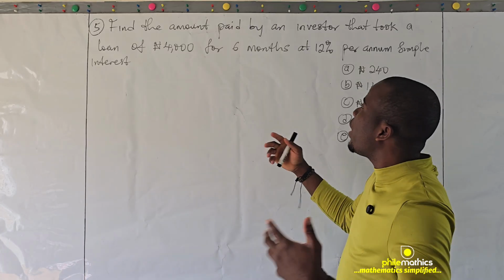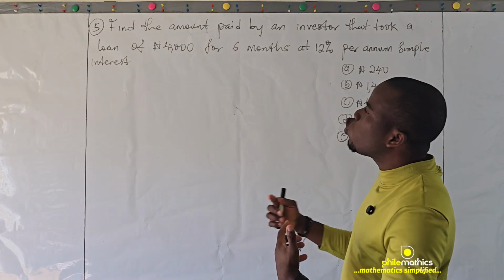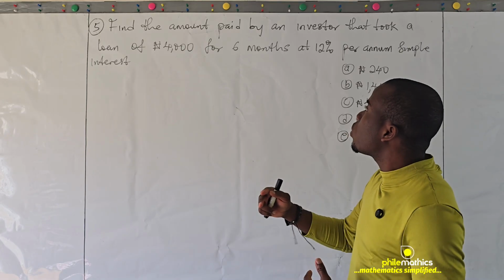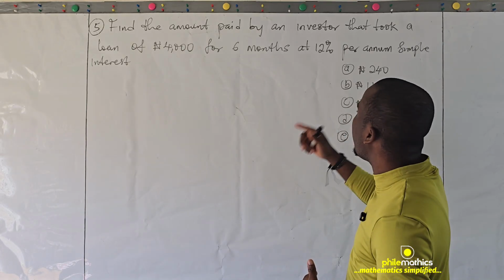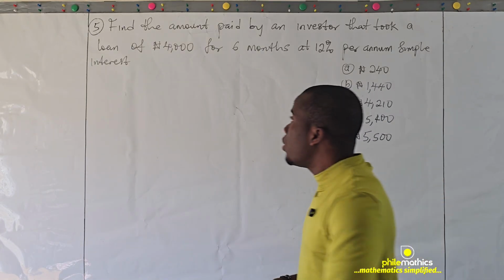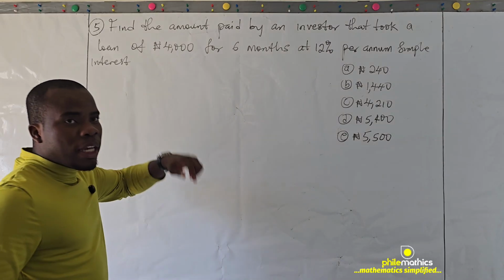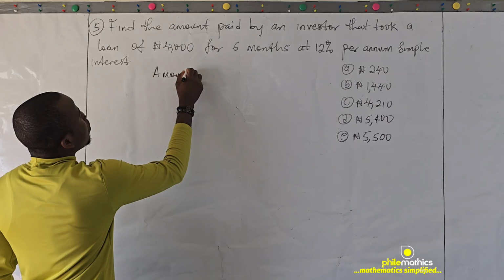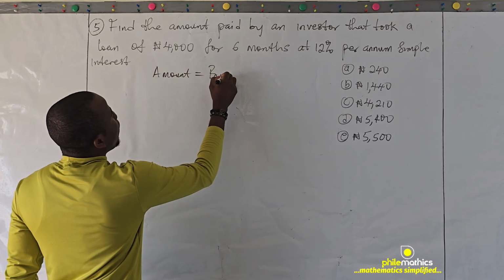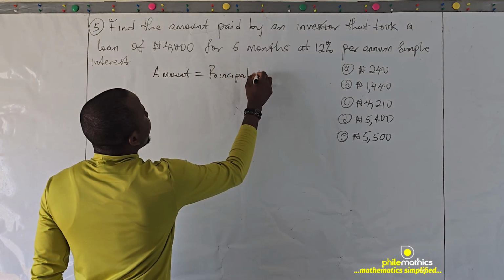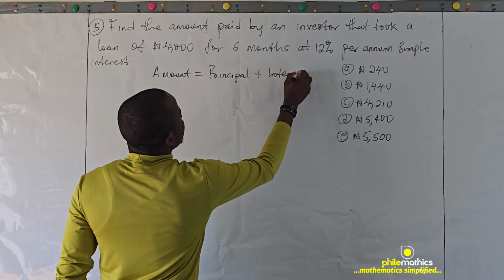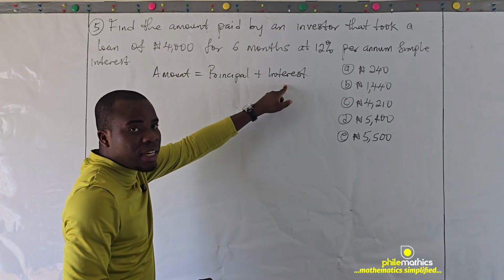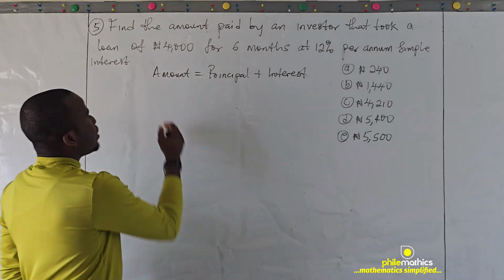Find the amount paid by an investor that took a loan of 4,000 naira for 6 months at 12% per annum simple interest. So you are looking for the amount. You recall that the formula for amount is simply principal plus interest. We know what the principal is, which is the 4,000. We don't know what the interest is. So we need to find what the interest is first.